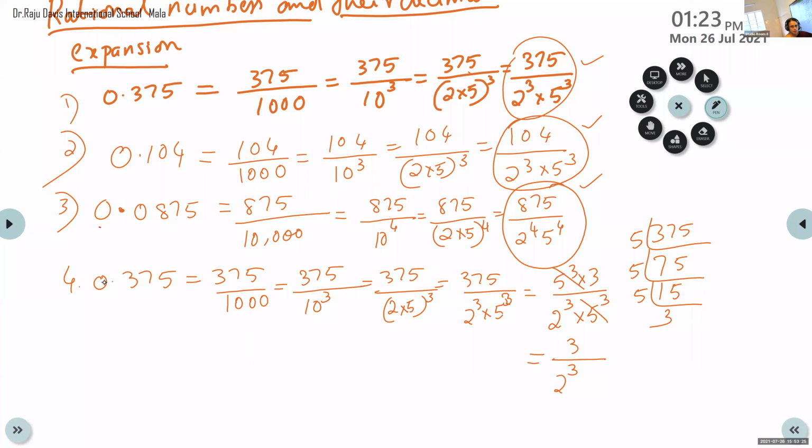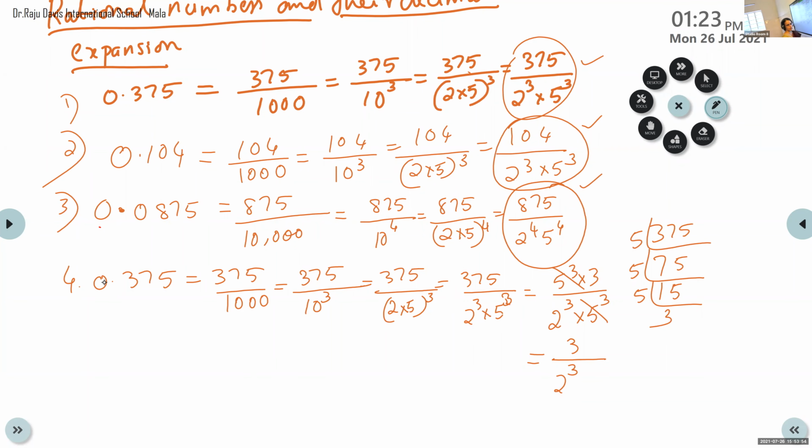Is 0.375 terminating or non-terminating, children? Terminating. 0.375 is terminating. If it is terminating, the denominator of its p by q form must be in the form 2 into 5. Here 5 is not there.